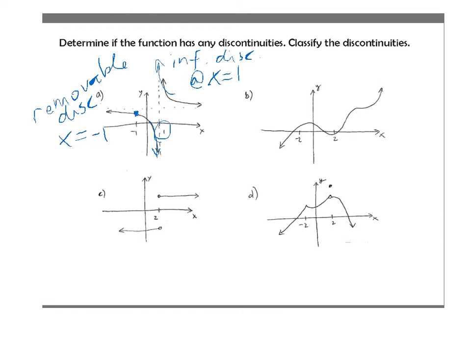Okay, let's move to graph B here. If we traverse the graph with our pencil, we never have to lift it to continue. So this function here has no discontinuities. It's a continuous function.